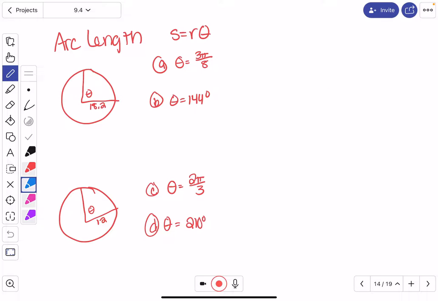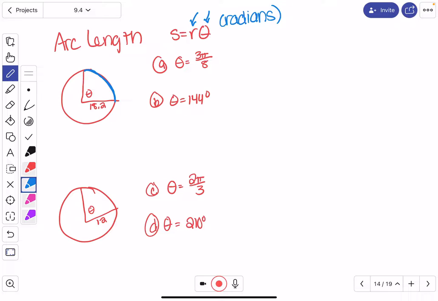Arc length. So the arc of a circle is this piece between the 2 rays of the angle. To find the arc length, you're going to multiply the radius times the measure of the angle, but it has to be in radians for this to work.